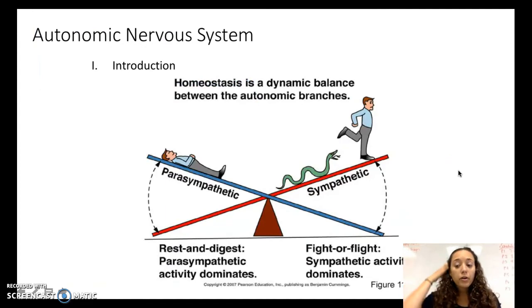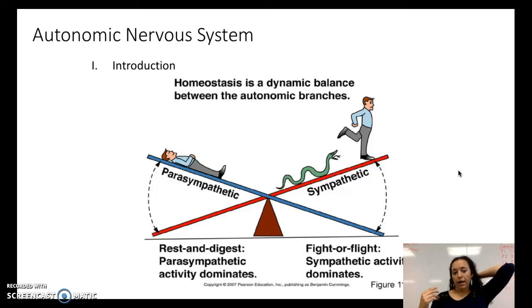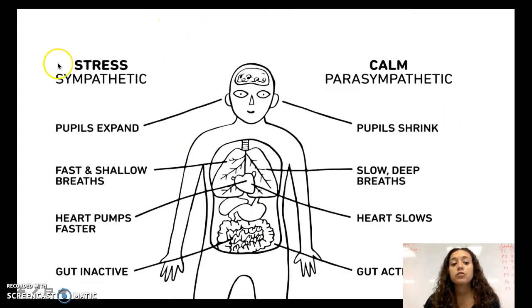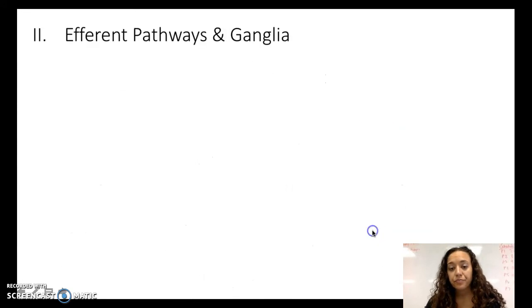Okay, so now we're going to talk about your autonomic nervous system. So this is just talking about fight or flight, or parasympathetic and sympathetic. Okay, so sympathetic, just remember, is like stressed out. You're stressed out, fight or flight, your pupils are expanding, your respiratory system increases, but your digestive system goes down. Parasympathetic, rest and digest, so your pupils will shrink, slow breaths, heart slows, everything slows except for digestion will increase.